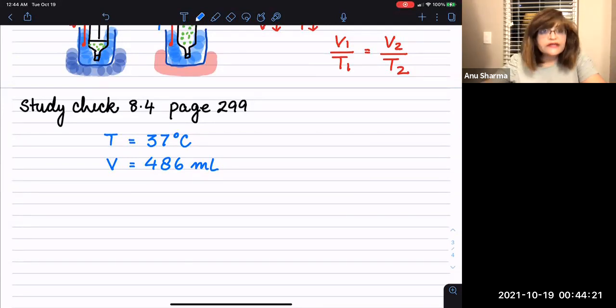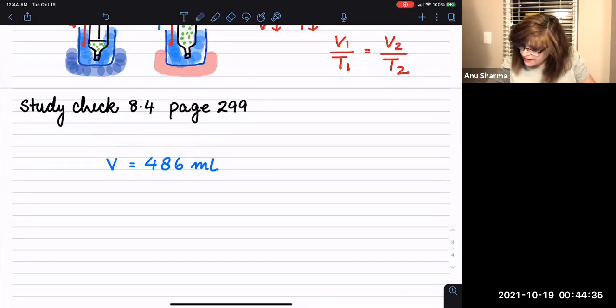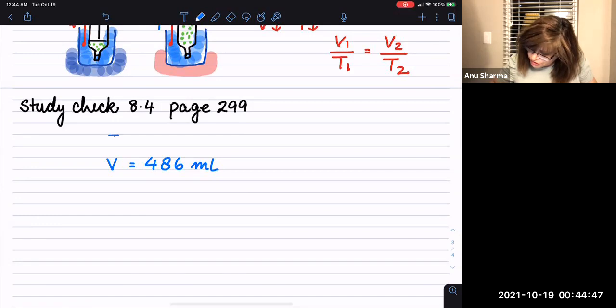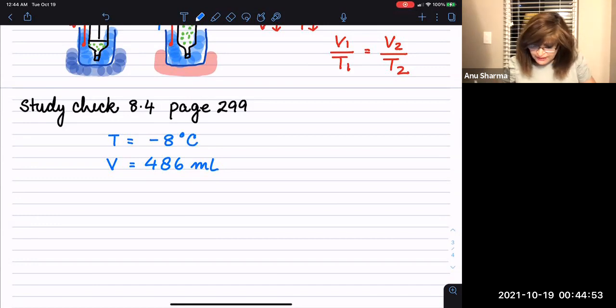A mountain climber with a body temperature of 37 inhales 486 milliliters of air at a temperature of negative 8 degrees Celsius. So this is one piece. So this is the temperature of the air. Pay attention to air. So this is the way it's worded. It's sometimes a little bit confusing.